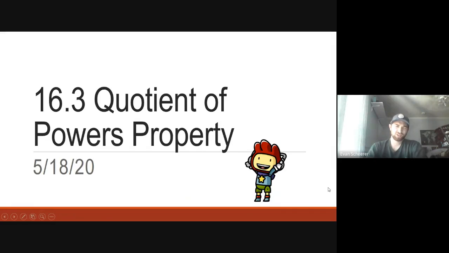All right, so last section we talked about the product property, right? It was the product of powers property, but now we are talking about the quotient powers property. So remember, quotient is the answer to a division problem. I'm not sure if you guys noticed, but we were all doing multiplication. We didn't do any division. That was on purpose. The rules are different for multiplication and division, right?